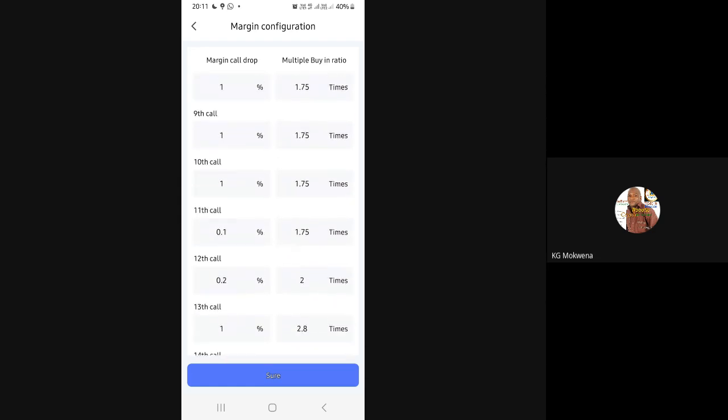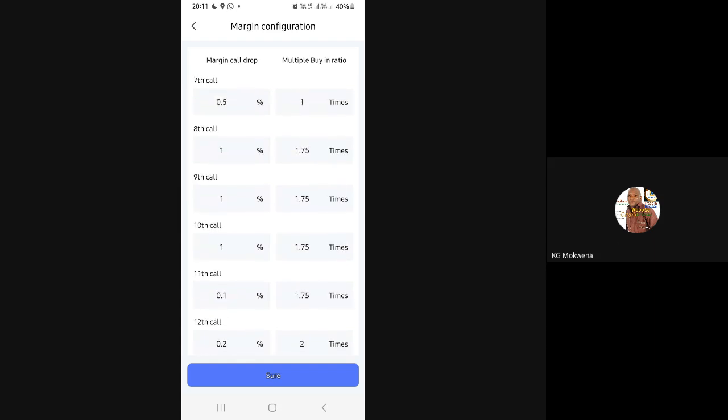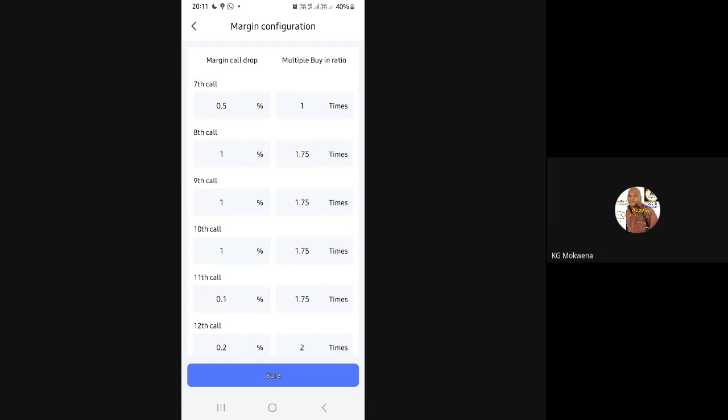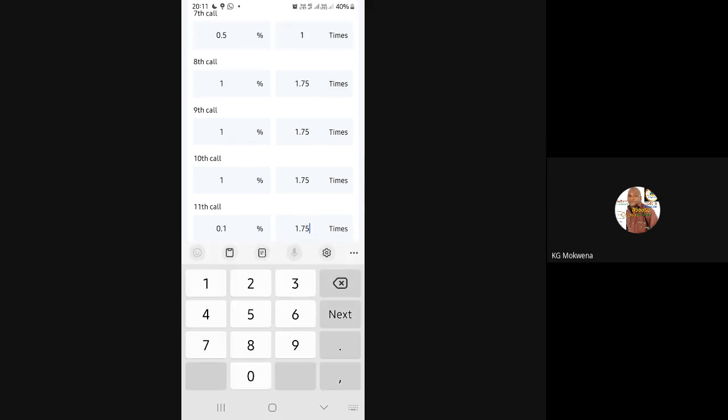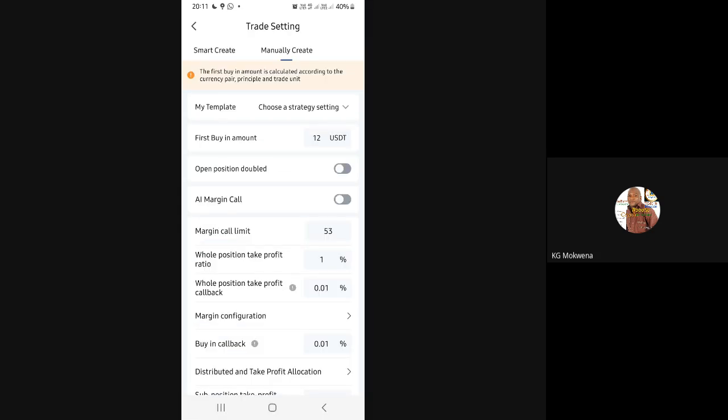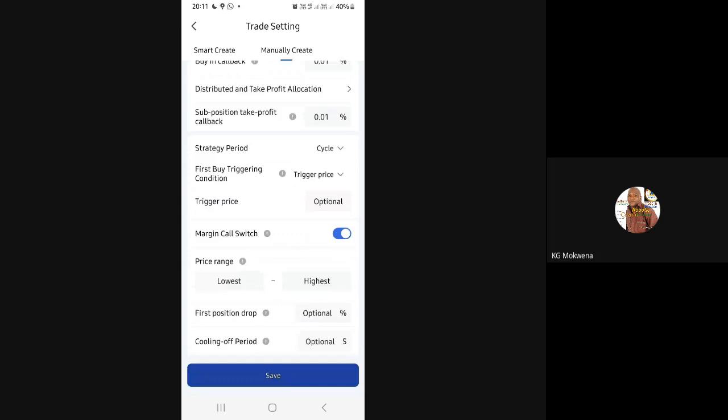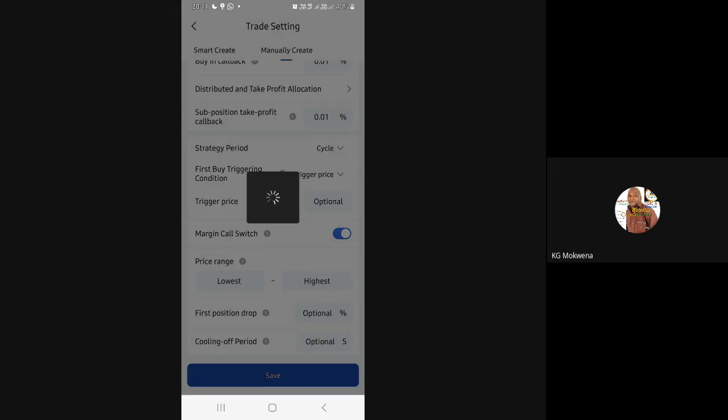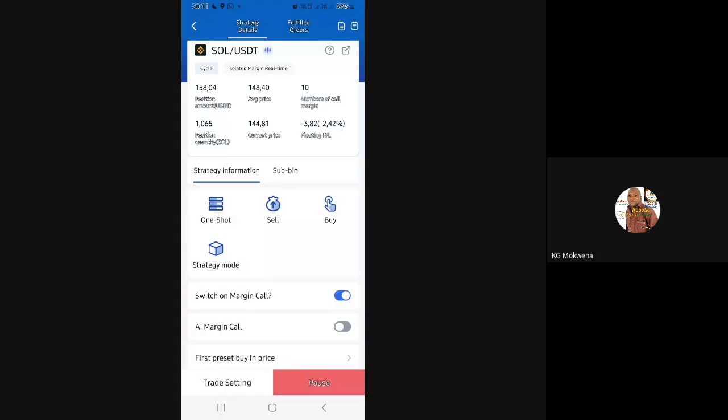That margin call drop, it means we want the robot to place this immediately. The smallest drop in percentage is 0.1. So we change that to 25, because we want to put $300 there. Just put 25, and then save at the bottom. And don't forget, you had 2% there. Then at the bottom, go and save. Yeah, that's it.